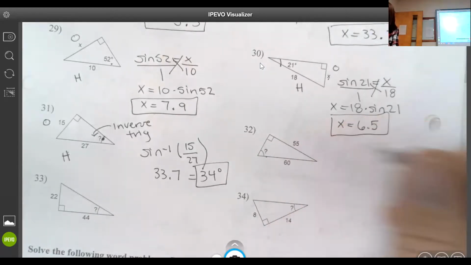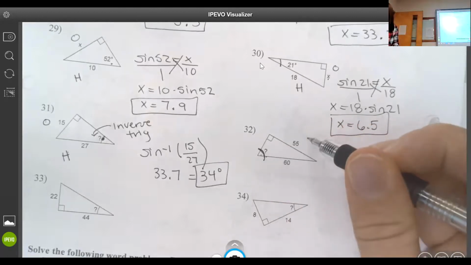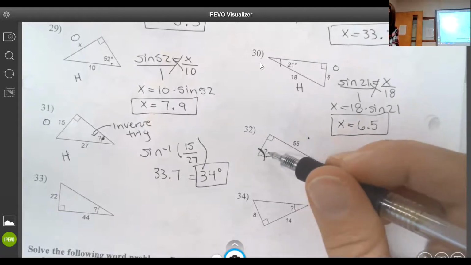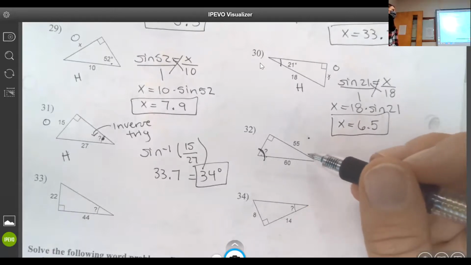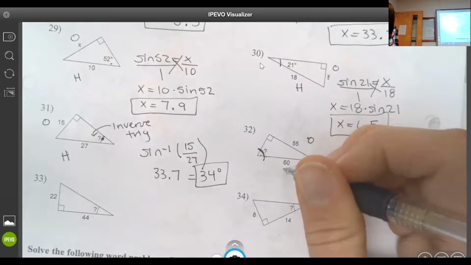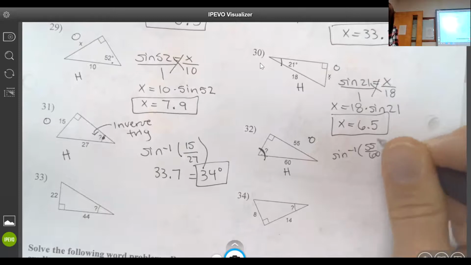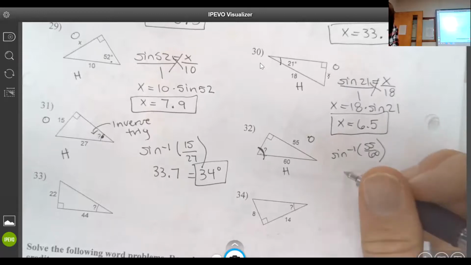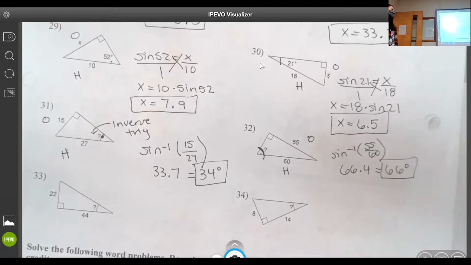Same on 32. I'm missing an angle, so I do inverse trig, and from this angle, what side would 55 be? Opposite. And we have our hypotenuse, so I should use inverse sine of 55 over 60. And again, it's all calculator work. Inverse sine of 55 over 60 gives me 66.4, or to the nearest degree, 66 degrees.